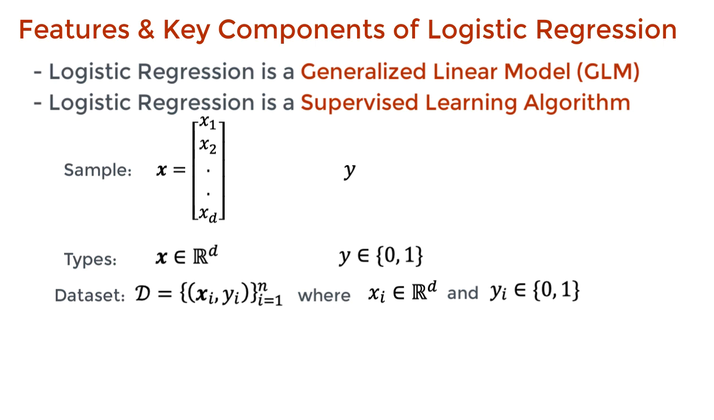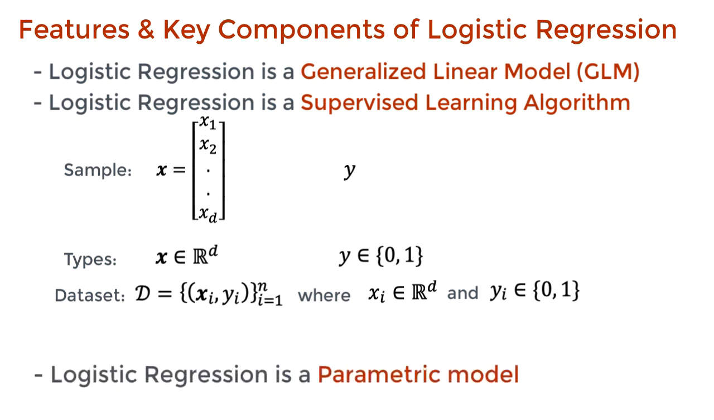Logistic regression is a parametric model. That is, the model itself is characterized by a fixed set of parameters. Let's call these parameters collectively theta. In this context, theta is the weights of each feature. As such, it is a vector that has the same dimensions as the feature vector xi.